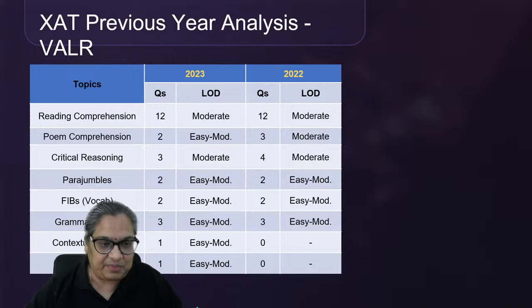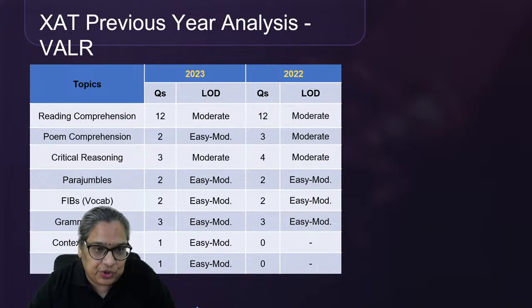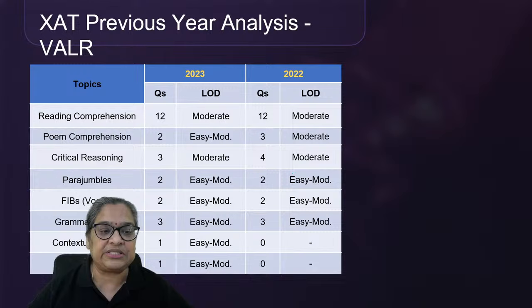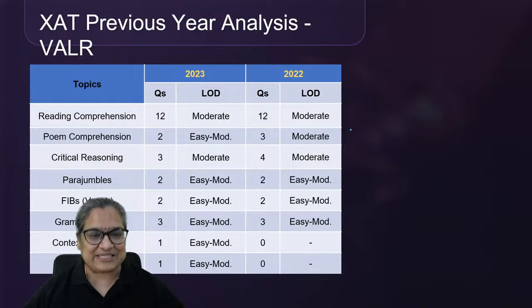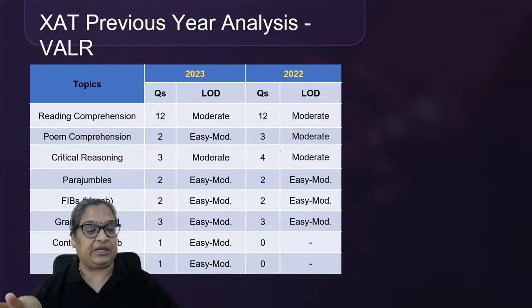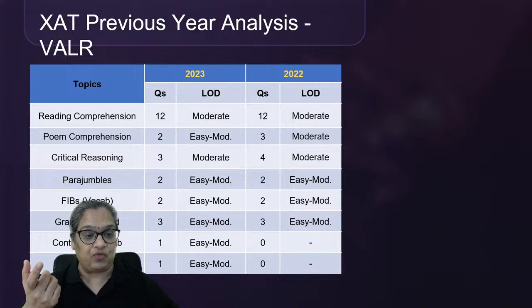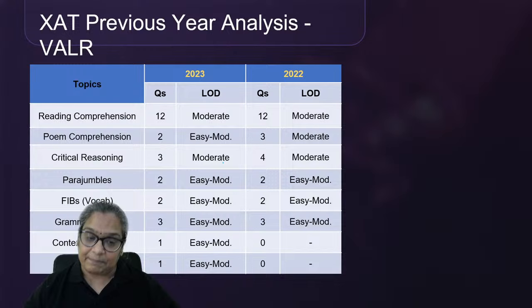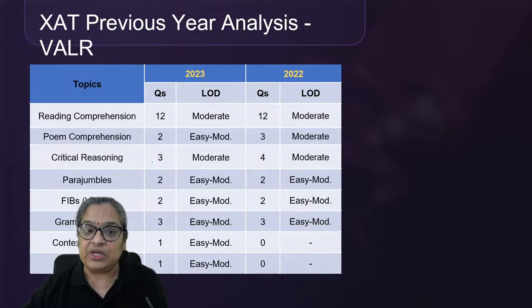Now, let's quickly look at the question pattern. You've done this. You know this. You get about 3 or 4 RC passages, generally 4 with 3 questions each. That makes it 12 questions, and then you have 2 poem comprehension passages, 2 or 3 questions. Then you have a couple of critical reasoning questions, actually 4 to 5, 2 parajumbles, fill in the blanks. You have 2 questions, 1 grammar based, preposition based, and 1 vocabulary based. Then you have a contextual vocabulary sometimes. Para-completion sometimes comes as part of critical reasoning.